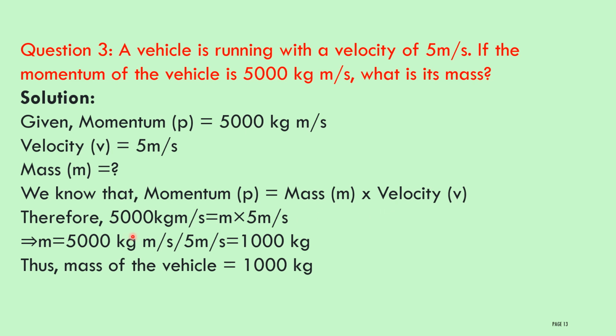Substitute the value of momentum here, 5000. Then it will be equal to mass, which we don't know, times velocity, which is 5 meter per second. Then m will be equal to 5000 kg meter per second divided by 5. 5000 divided by 5, you will get 1000 kg. Therefore, the mass of the vehicle is 1000 kg.